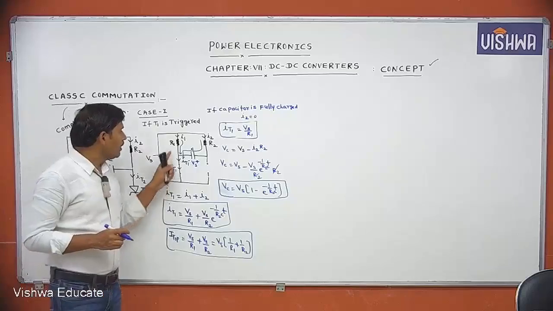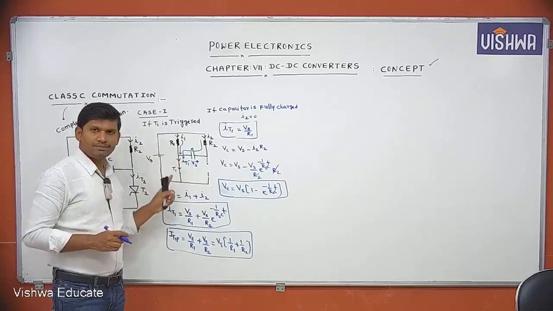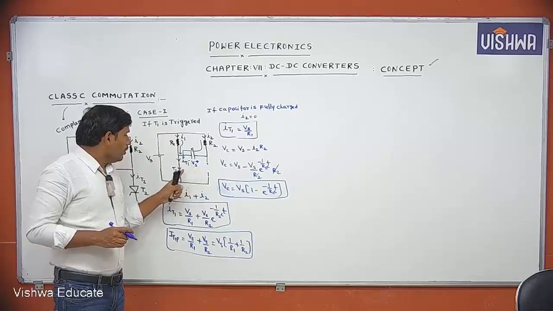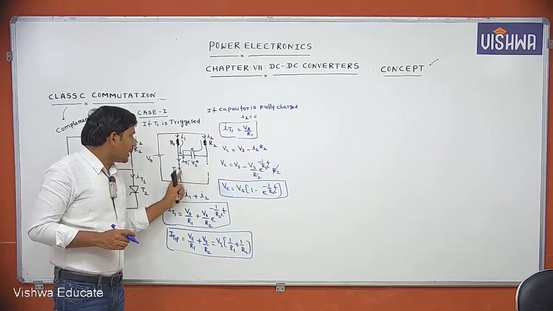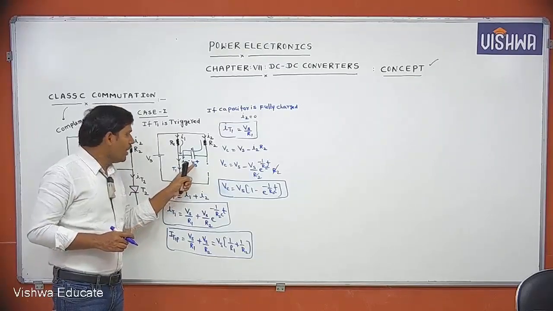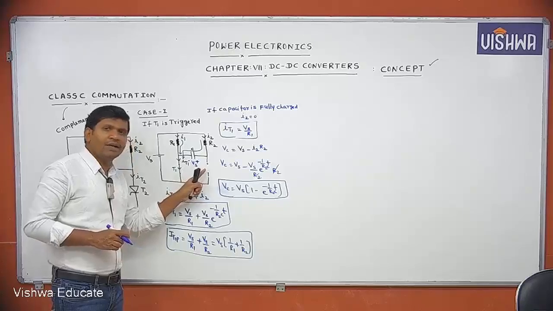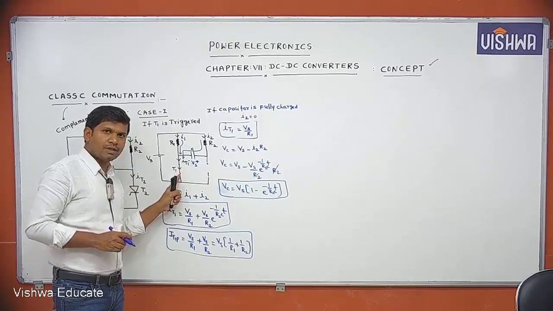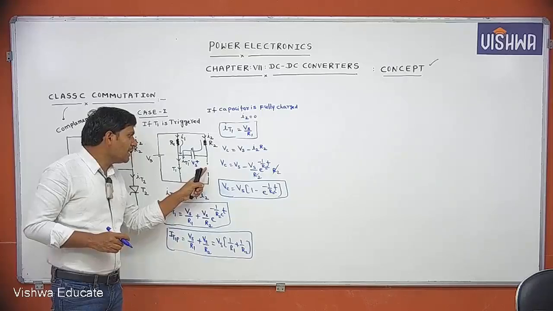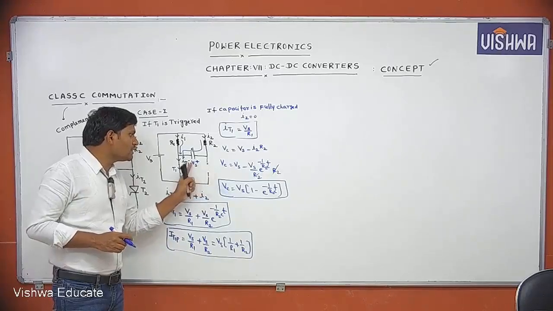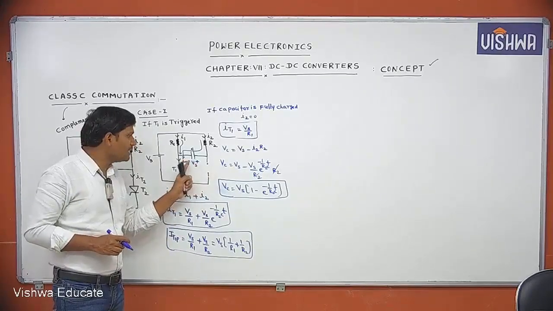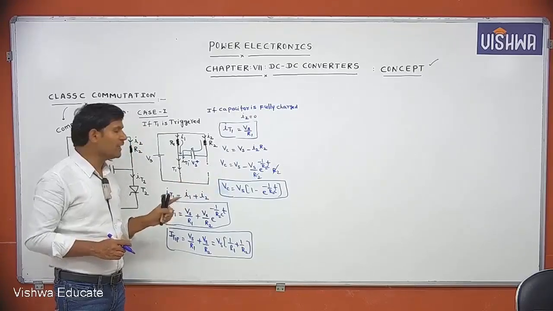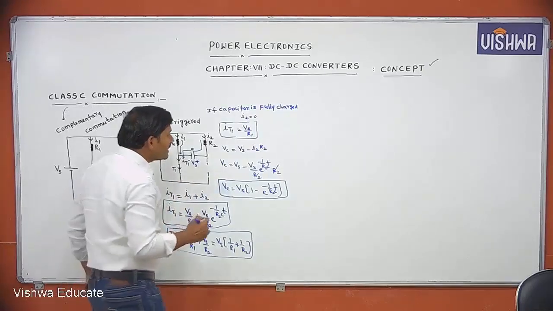Now, T1 is conducting. This circuit is ready to turn off T1. If you want to turn off T1, you can trigger T2, and then only T1 will be turned off. Understood? But at the instant of triggering T2, the voltage across T2 is positive. This plus-minus is the voltage across the T2 thyristor. I am explaining this as case 2.